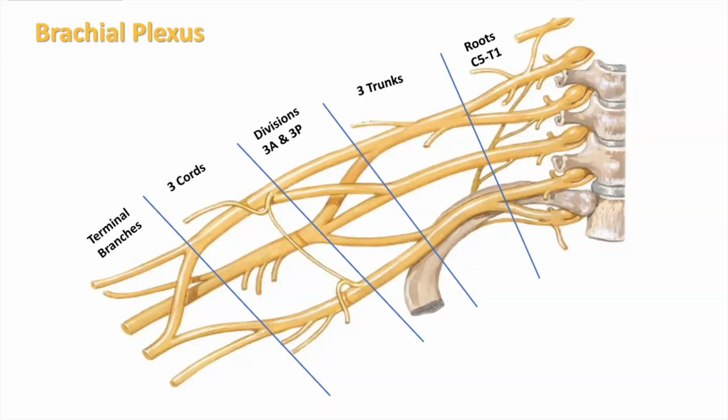So brachial plexus, it has roots, it has trunks, it has divisions, it has cords, and it has branches. In case you need a mnemonic to remember these parts: Really Trusty Drink Cold Beer, or Drink Coffee. So it has roots, trunks, divisions, cords, and branches.